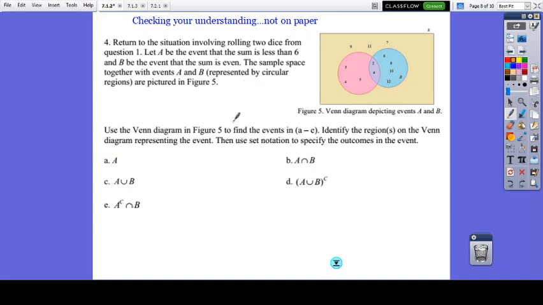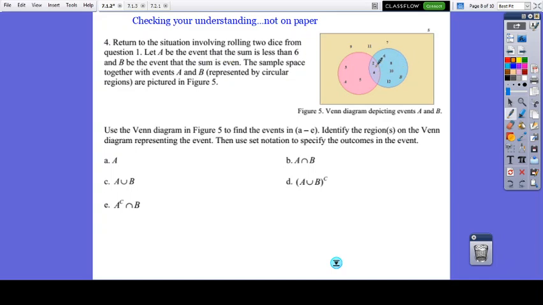Return to the situation involving rolling two dice from question 1. I'm going back to actually question 2. Let A be the event that the sum is less than 6 and B be the event that the sum is even. If you take that question number 2 and you go through and change it, you end up with a Venn diagram that looks like this. In the one that we talked about, we had event A be any numbers that gave a sum that was less than 6, and now we have B as the event that the sum is even.